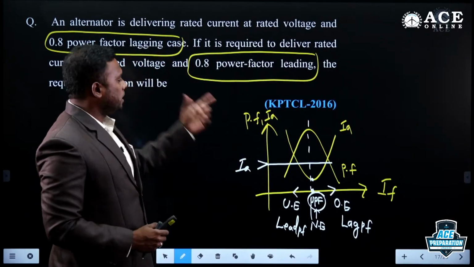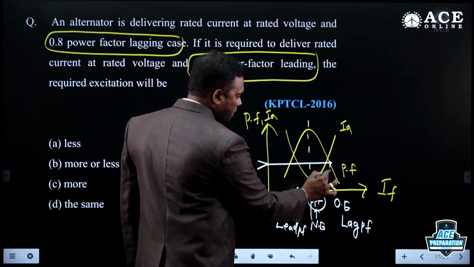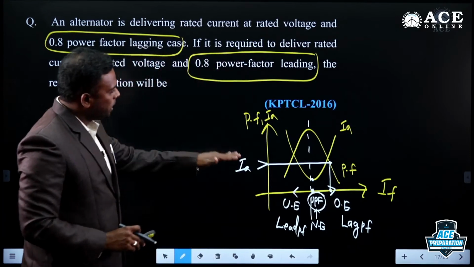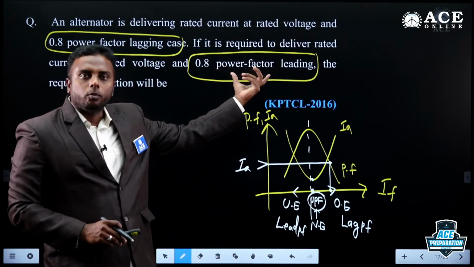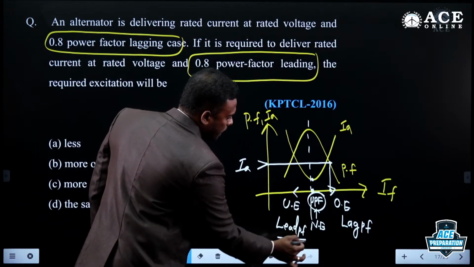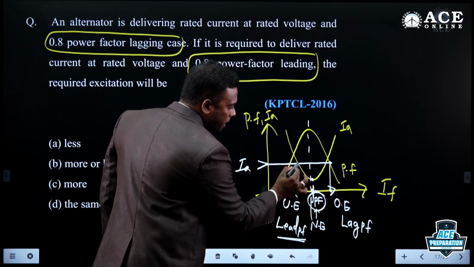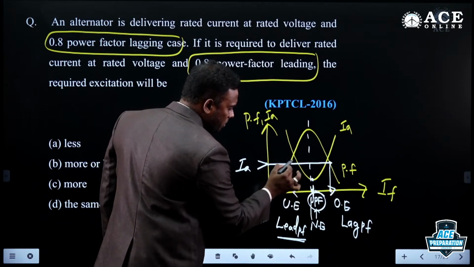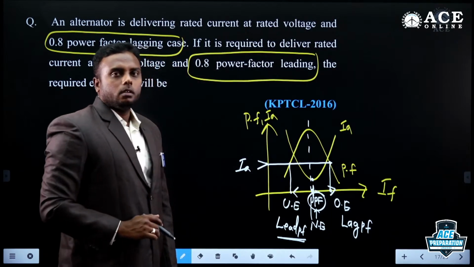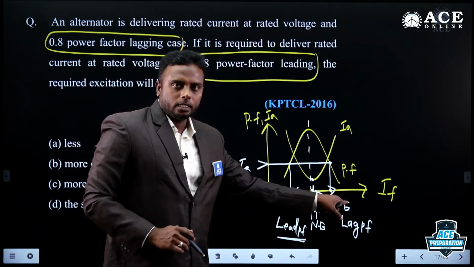Initially it is operating at lagging 0.8. Let us consider power factor 0.8 lagging. It is operating here. Now at the same current we need to operate at 0.8 leading power factor. Where is the leading case? This side. This is UPF, this side is leading, this side is lagging. 0.8 lagging is at the same current. Now what is the excitation here? This is 0.8 lag, over excitation.